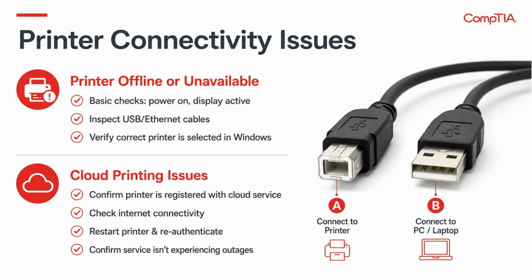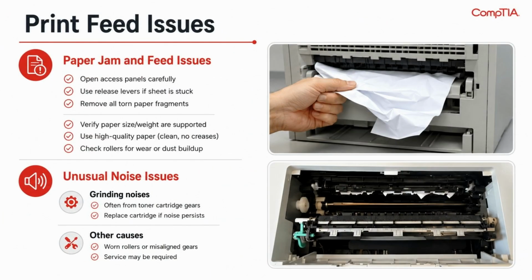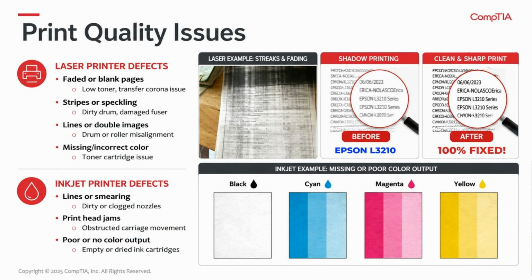If a printer shows as offline, start with the basics. Verify it is powered on, check all physical connections, and ensure the correct printer is set as your default. For cloud printing errors, confirm the device is properly registered, test your internet connection, and try re-authenticating the printer with the service provider. When paper isn't feeding, check for obstructions in the path, reload the tray correctly, and inspect the rubber feed rollers for wear that might lead to slipping.